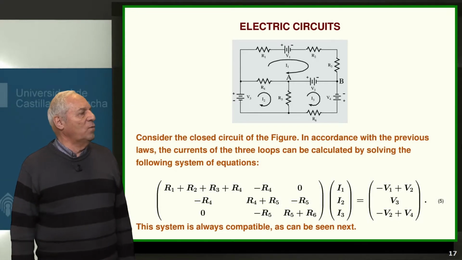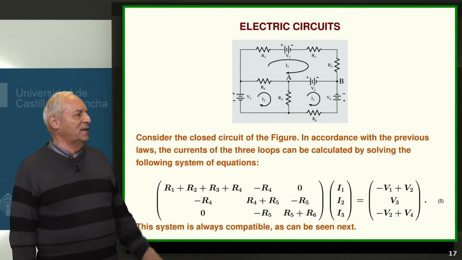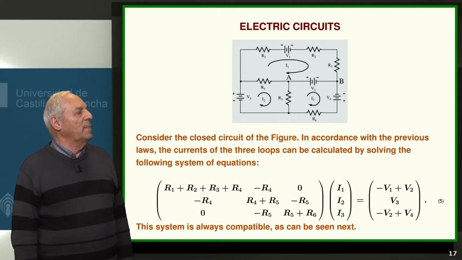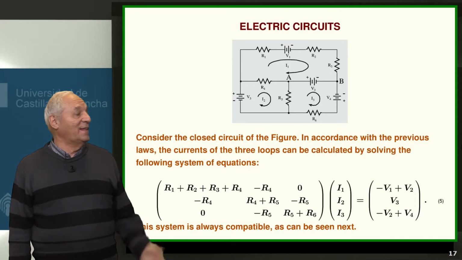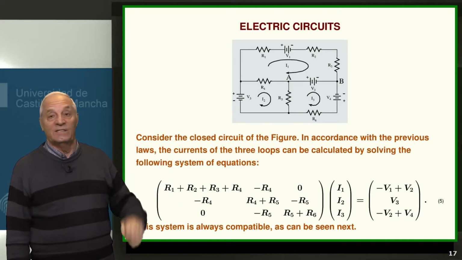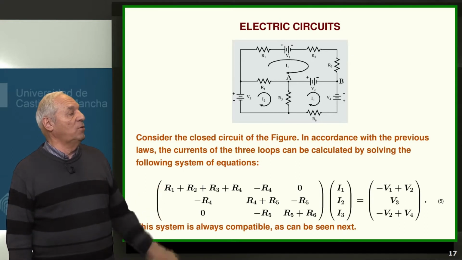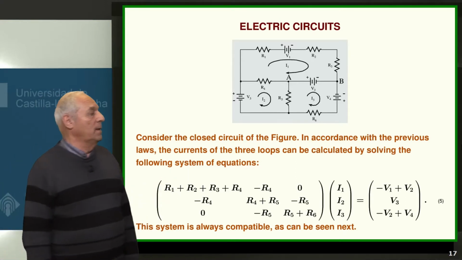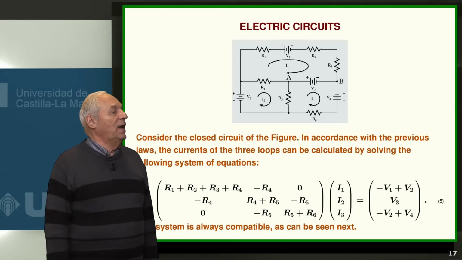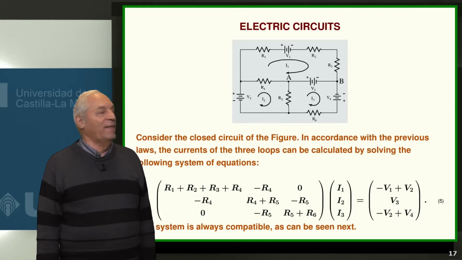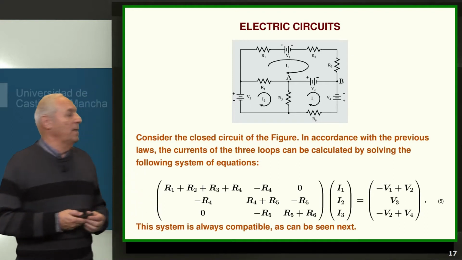In this example, we are going to analyze a concrete electrical circuit, which is the one that appears in the figure. There we can see that it consists of 3 cycles or 3 loops, the one on the top, which is the larger one, and then the 2 in the lower part. Let's see what Kirchhoff's law gives when applied to the upper loop.